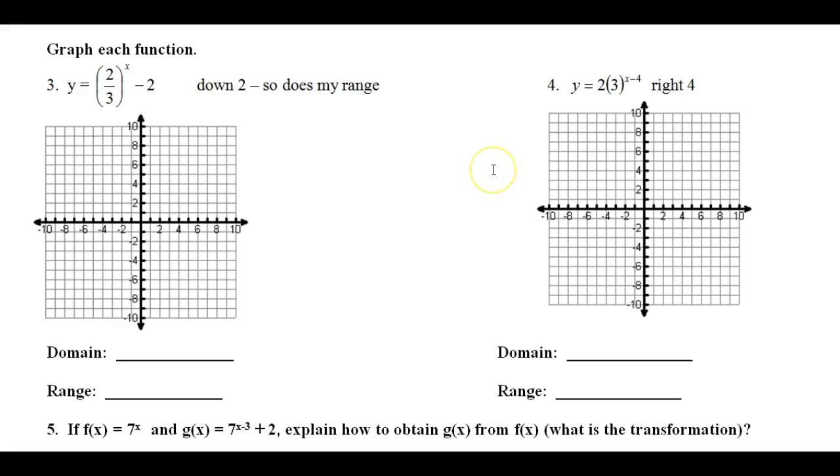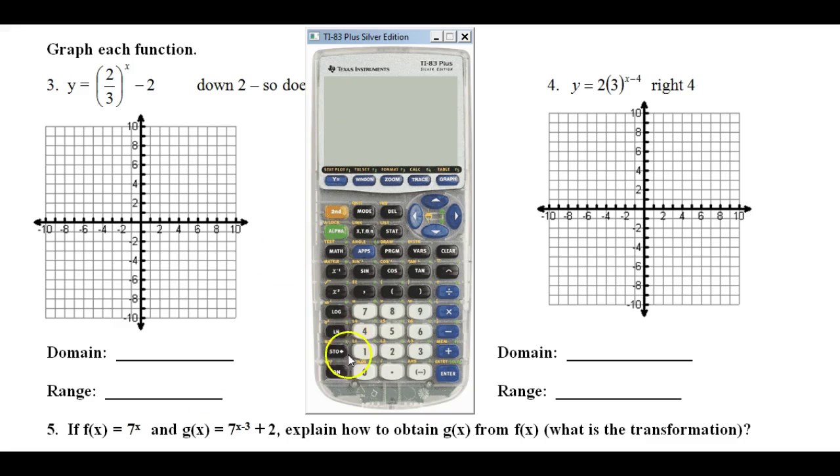That would be a right 4 shift or transformation, not an up or down. So my range is still going to stay at 0 to infinity. But let's take a look and see why that is. We'll go get this one typed in.